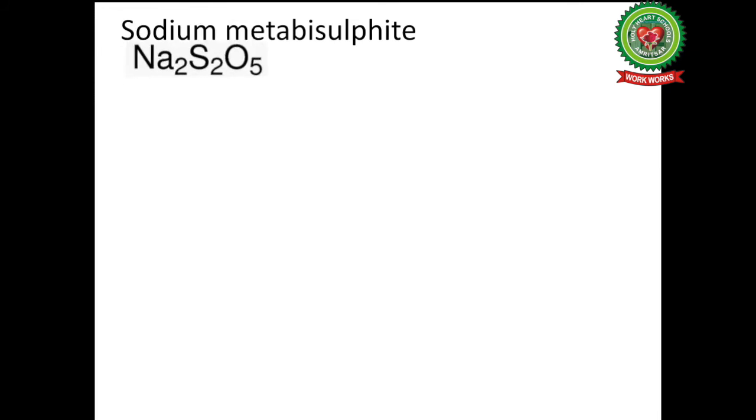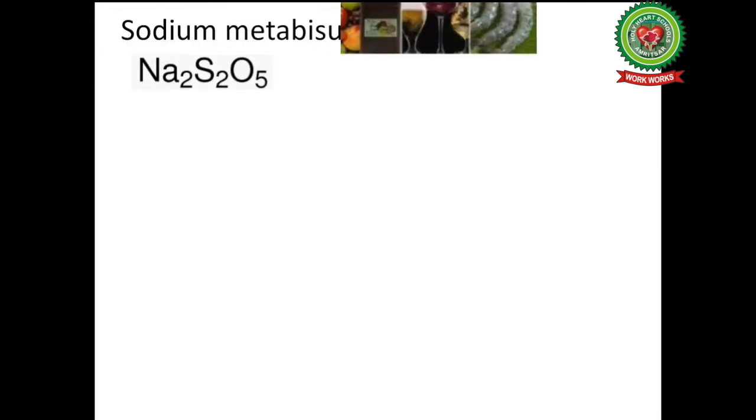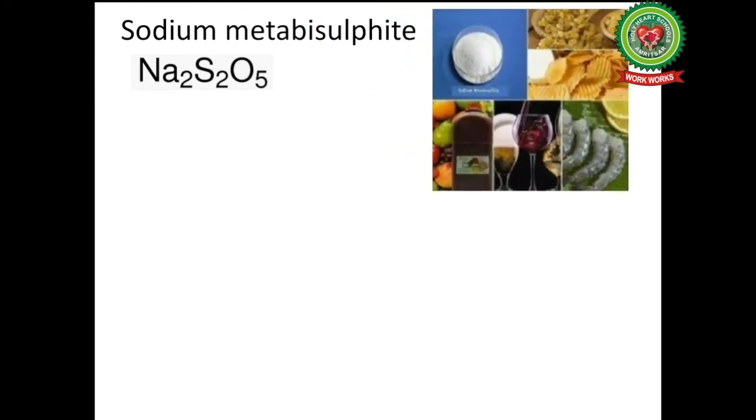The next preservative is sodium metabisulfite. The formula is Na2S2O5, and this is used as a preservative for products such as jams, squashes and pickle. It acts as a preservative due to SO2, which is released when this compound is dissolved in water.